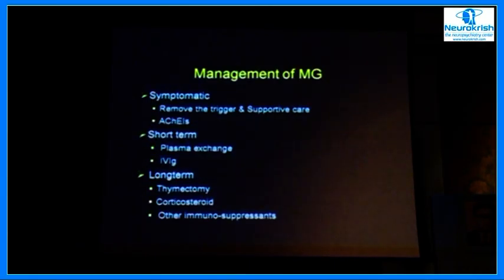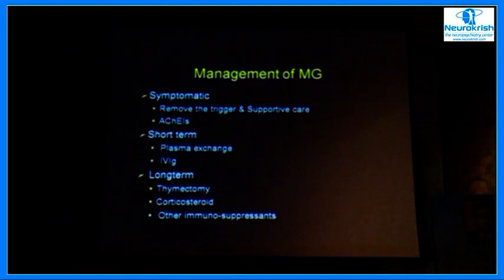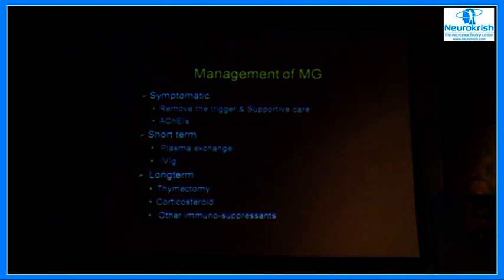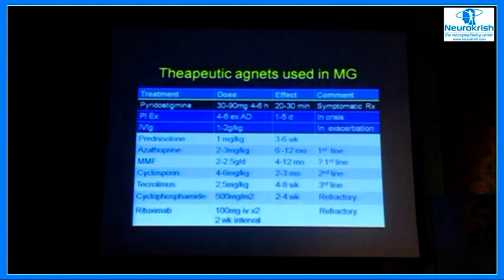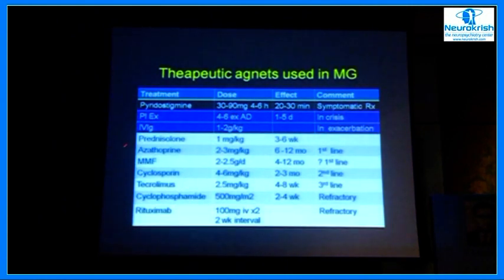Coming to the management. Management of myasthenia gravis is symptomatic, that is, remove the trigger and provide supportive care, and use acetylcholinesterase inhibitors for symptomatic treatment. Short term, we may use plasma exchange and IVIG, and long term, thymectomy, corticosteroids, and other immunosuppressing drugs are used. These are the therapeutic agents which are used in myasthenia treatment.